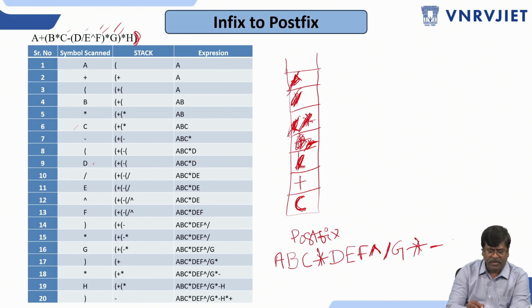Fine. So what is the next symbol I am having here? Star. So on top of plus, I can place star. Now you encounter the next symbol, that is H. H is an operand, which I can add directly to the postfix. So finally, I am getting the close bracket or right parenthesis.